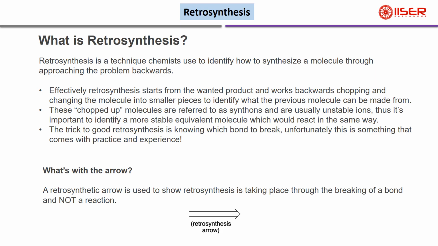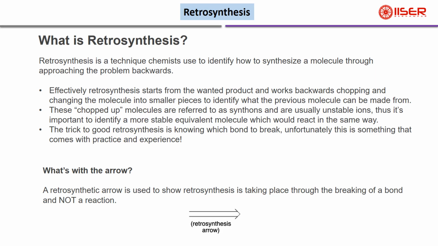Effectively, retrosynthesis starts from the wanted product and works backward, chopping the molecule into smaller pieces. These chopped up pieces are referred to as synthons and are usually unstable ions. Thus, it's important to identify the more stable equivalent molecule which could react the same way. The trick to good retrosynthesis is knowing which bond to break, and unfortunately this is something that comes from practice.